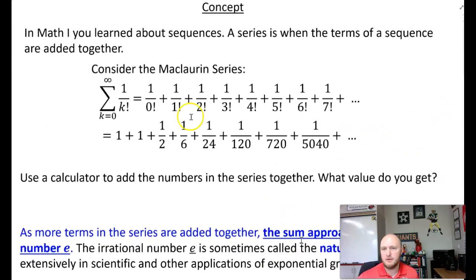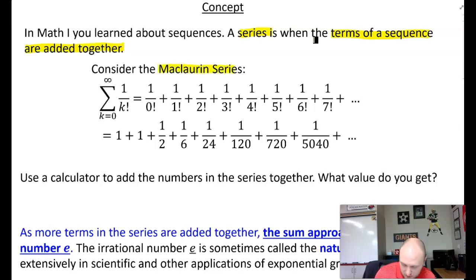In math, you learned about sequences. Sequences of numbers are just any numbers that have a set pattern, right? 2, 4, 6, 8, where we're adding 2. Or it could be geometric, where we're multiplying by 2: 2, 4, 8, 16. Now, a series, which is a new term, is when the terms of a sequence are added together. And one famous series is called the Maclaurin series.